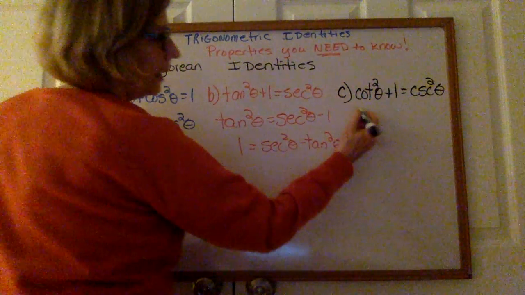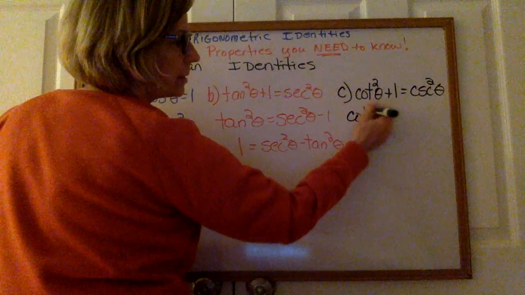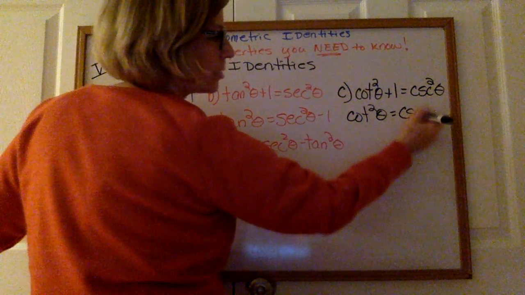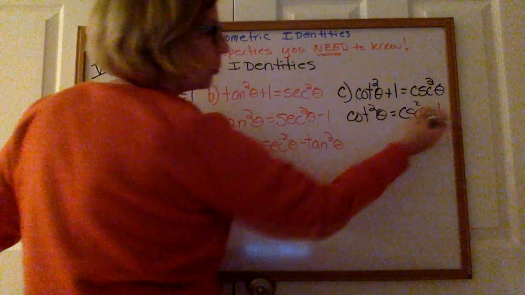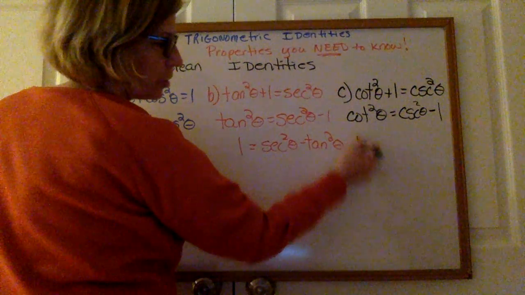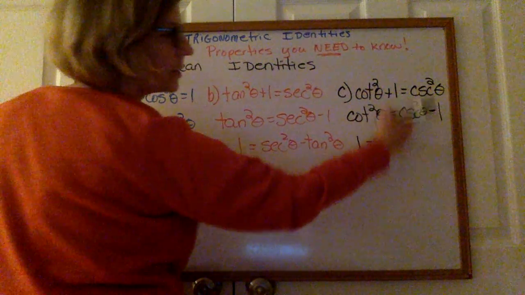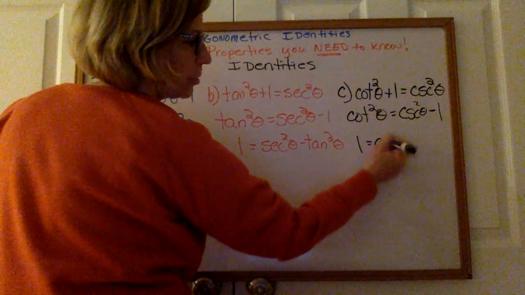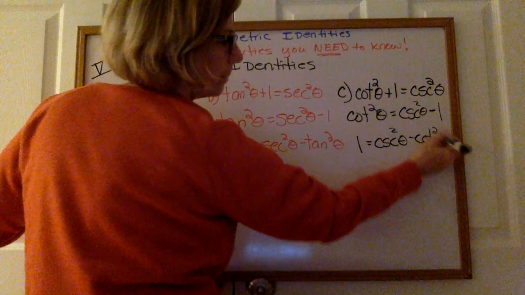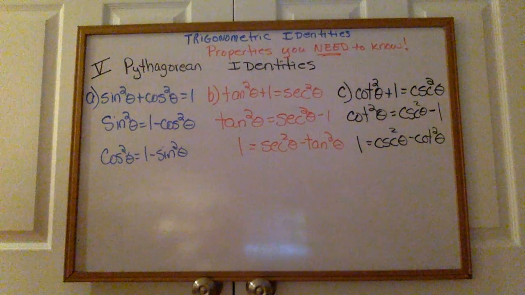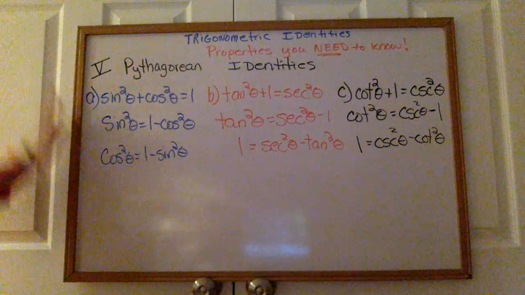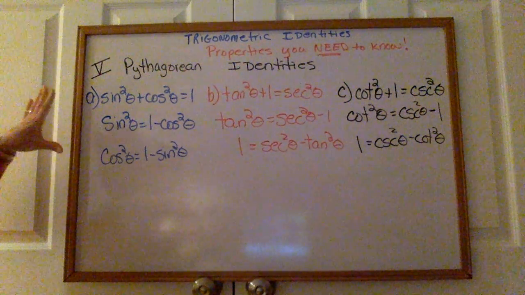And the last set of Pythagorean identities is the cotangent squared theta plus 1 equals the cosecant squared theta. And again, I can solve for the cotangent squared theta is equal to the cosecant squared theta minus 1 by subtracting 1 from both sides. And then I could also solve it for 1 by saying the cosecant squared minus the cotangent squared is equal to 1.